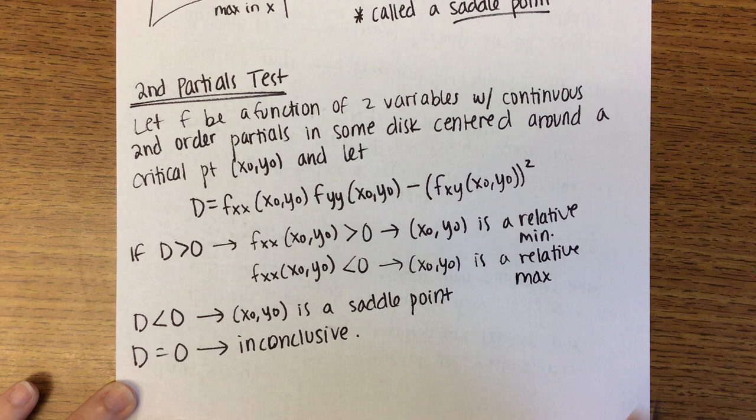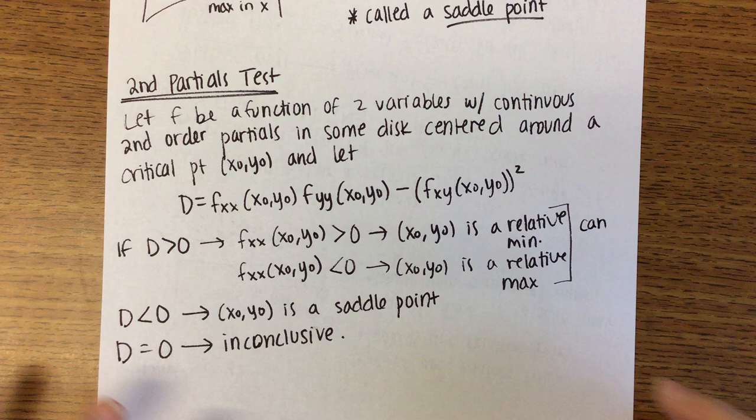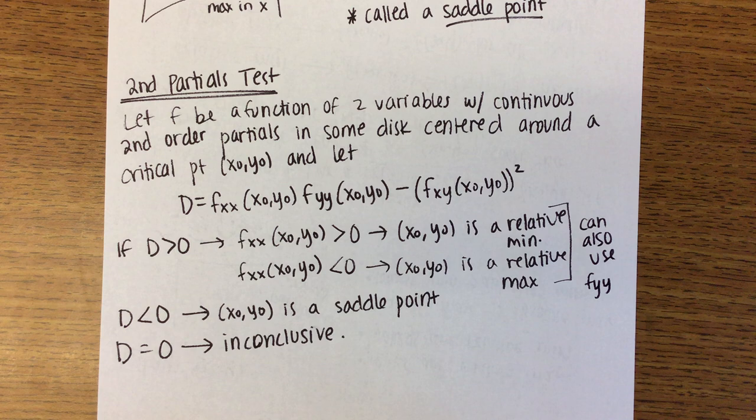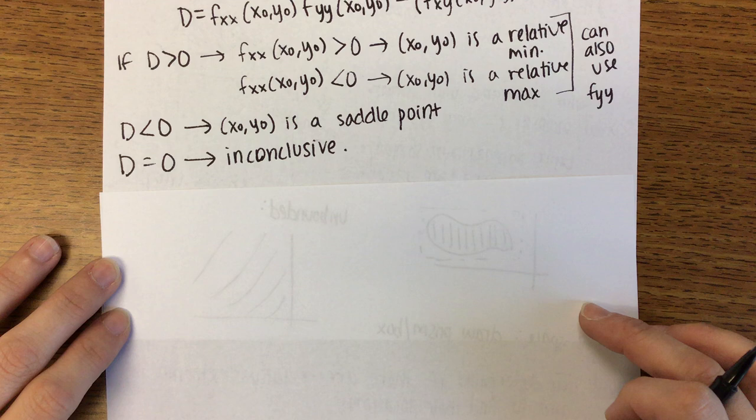So those are all the different scenarios. For the relative max and relative min, you can also use the second partial with respect to y instead. So if you wanted to use y instead of x, that's fine. We're going to do one example together, and then I'm going to have you guys do one. Do we have any questions about the second partials test?